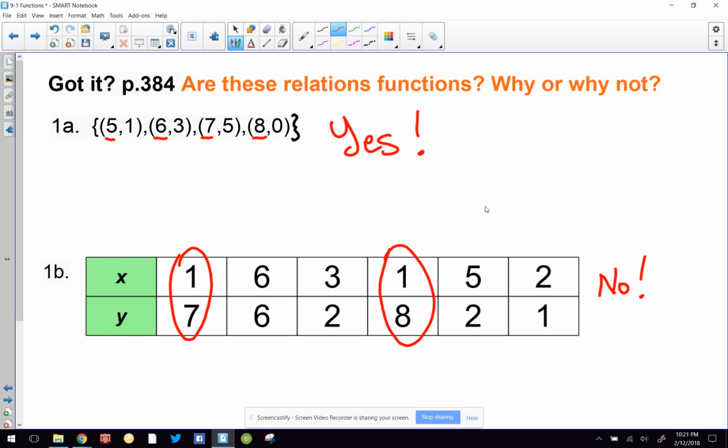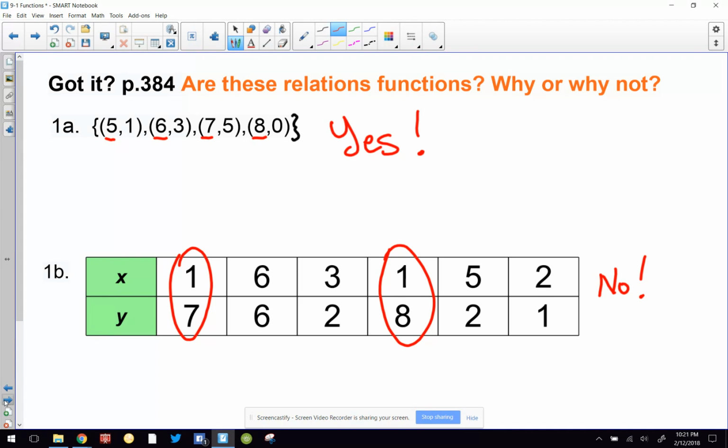So that's one way to tell if something is a function. If you're looking at the relation, you're just looking at the ordered pairs, or you're looking at the table, look at the domain. See if there's a repeated member of the domain, and see if it is paired with 2 different members of the range. If that happens, then it is not a function. So think for a second, if we were to graph these points on a grid, what would that look like? If (1, 7) and (1, 8) were plotted on a graph next to each other, what would that look like?